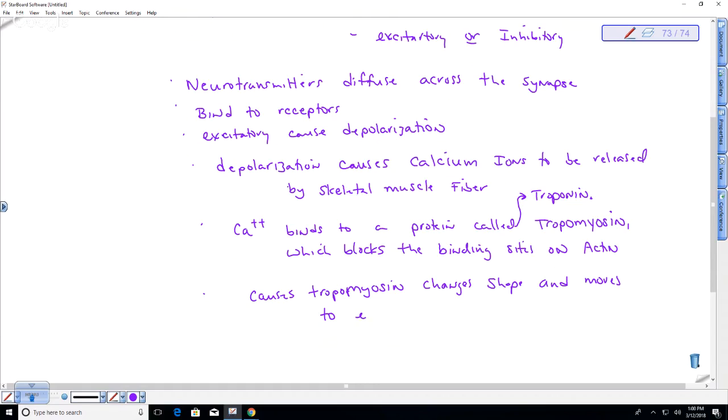To expose binding sites. Okay, so let me show you a picture of this in a second.